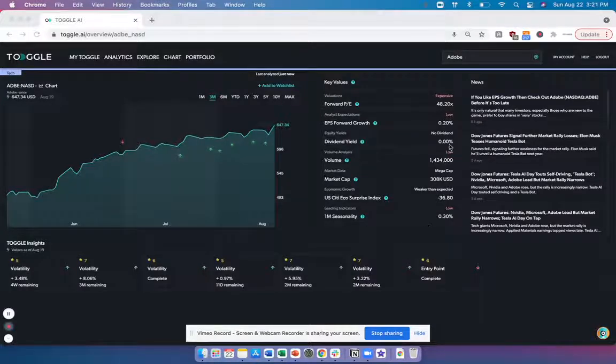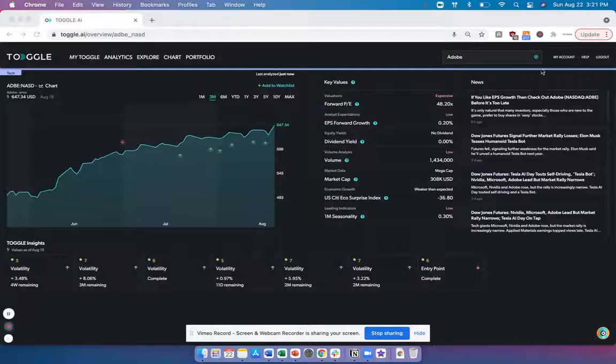The system highlights key values for the assets like price to earnings, market cap, EPS forward growth, dividend yield, volume, and so on. To be extra helpful, the little note here tells you how each value compares to the past. For example, the forward PE ratio is about 48 times, which looks expensive relative to the stock's own history.